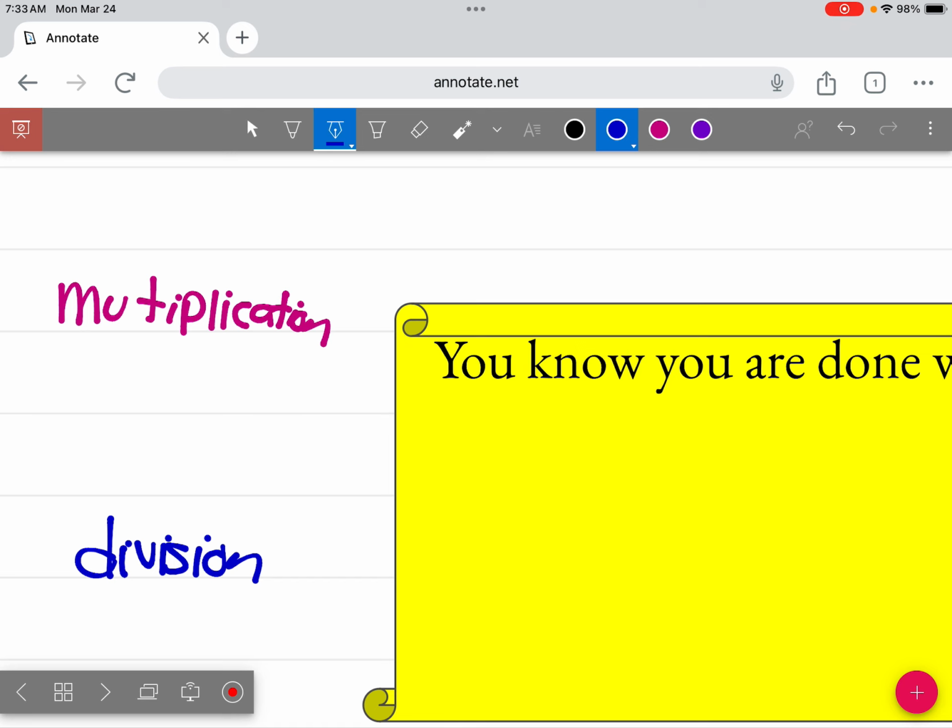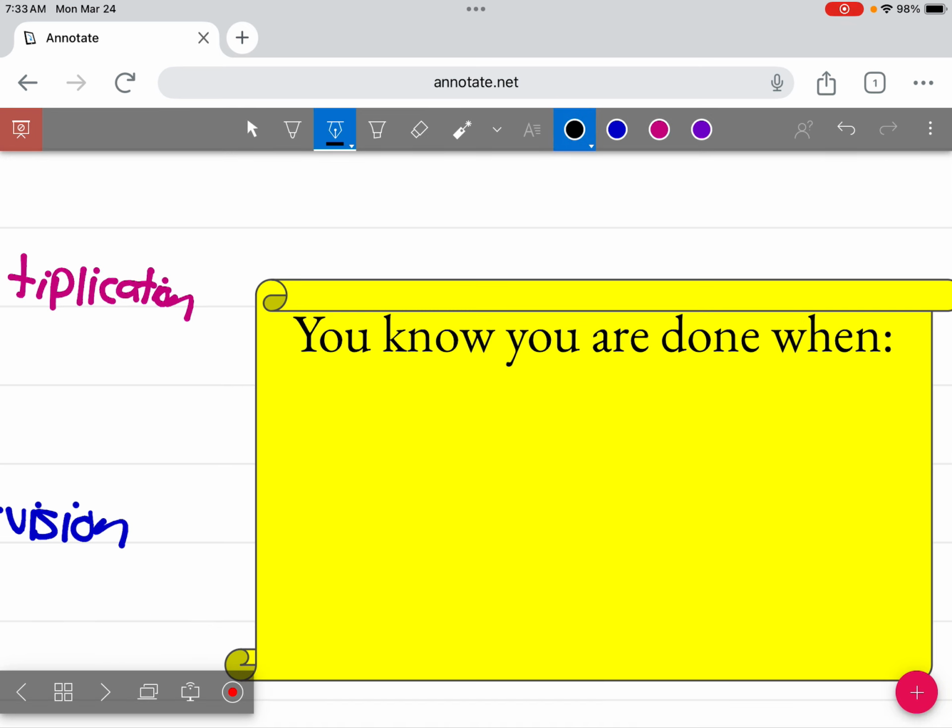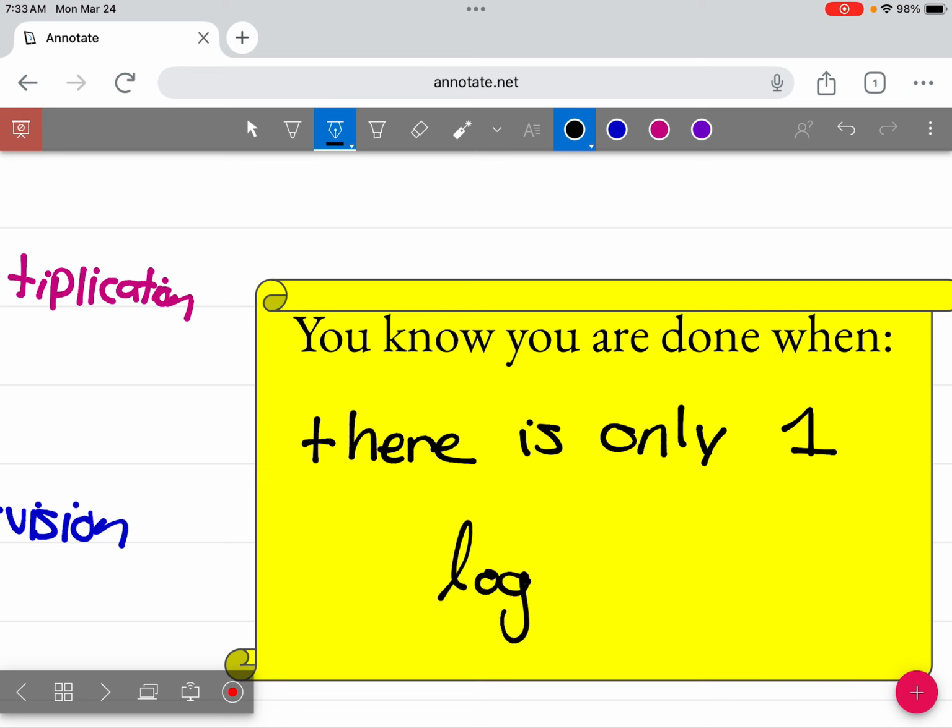And for how we know we are done, we should end up with only one log. Every single time I take addition and make it multiplication, we lose a log. So we are done when there is only one log. Our coefficients becoming powers doesn't affect the number of logs we have, but the addition changes how many logs we have, and the subtraction changes how many logs we have.